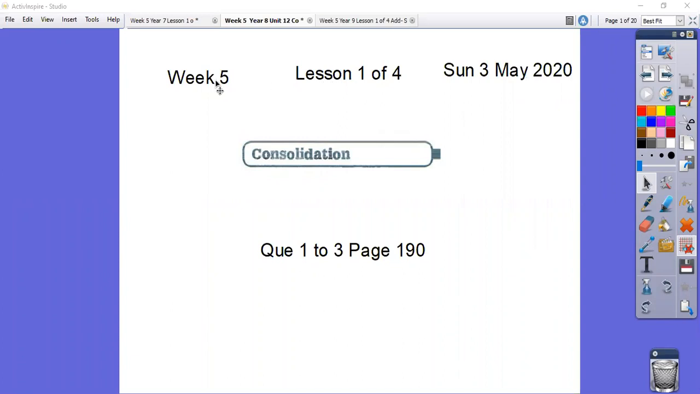We are now on week 5 and today's lesson 1 of 4. So today's lesson, we are going to do the consolidation questions at the end of the chapter, which is on page 190, and we are doing questions 1 to 3.